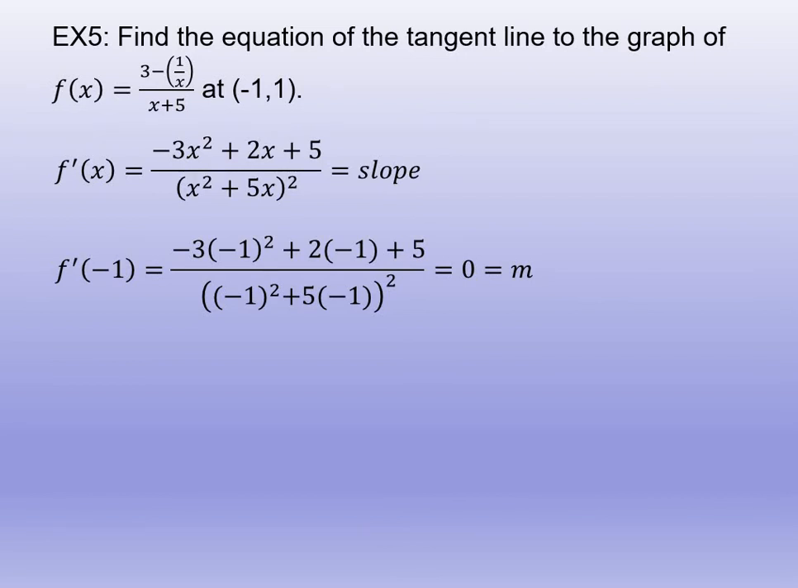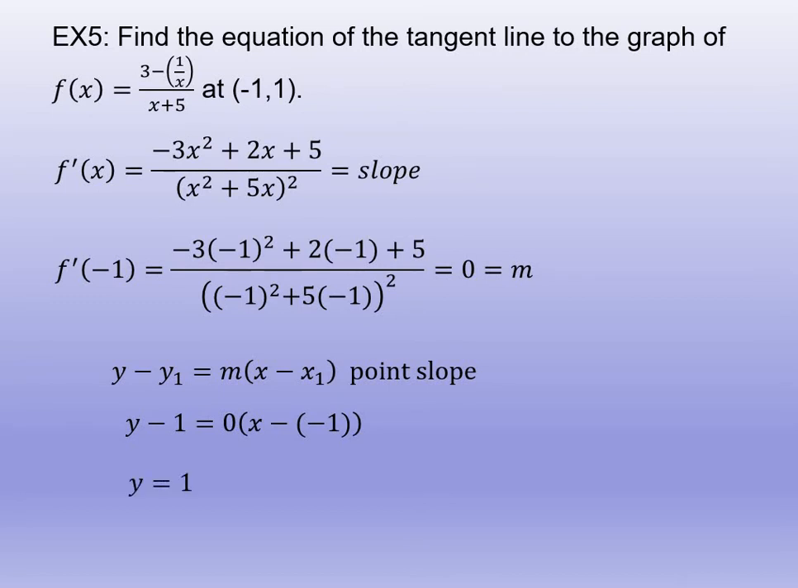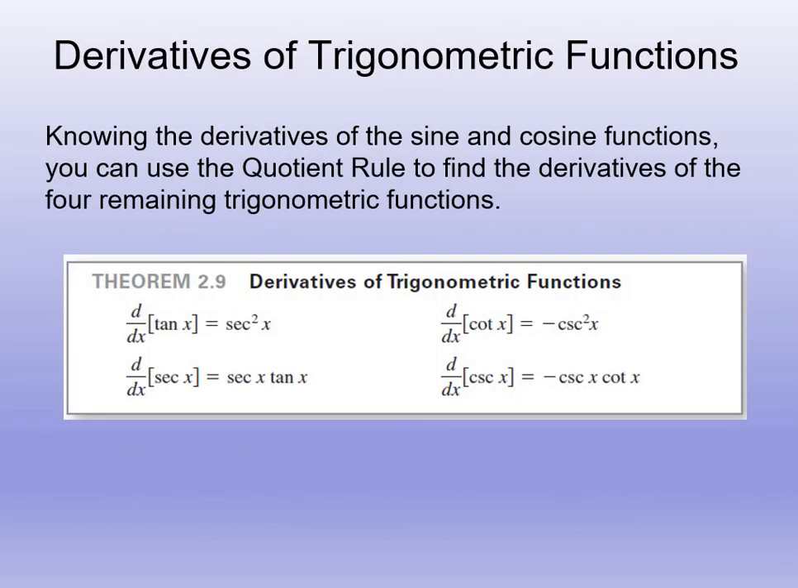Then we need to use point slope to find the equation of the tangent line. If you remember point slope, it's y minus y1 equals m times x minus x1. We know that y1 is 1, x1 is negative 1, that was the point given at the beginning, and we calculated the slope to be 0. So we substitute those values in, and lo and behold, the equation of the tangent line is just going to be y equals 1. Hopefully that helps. That's as involved as one of those gets.